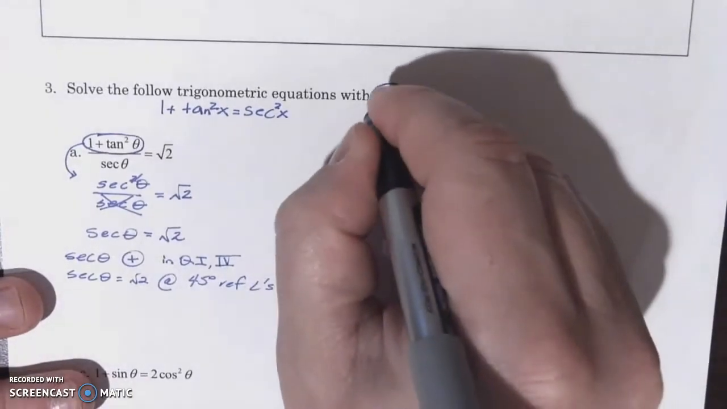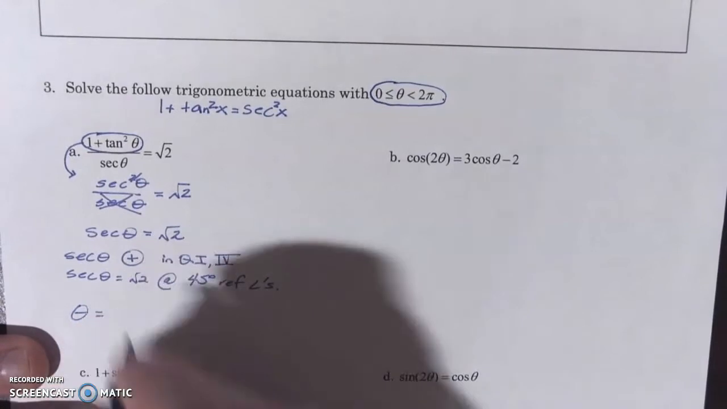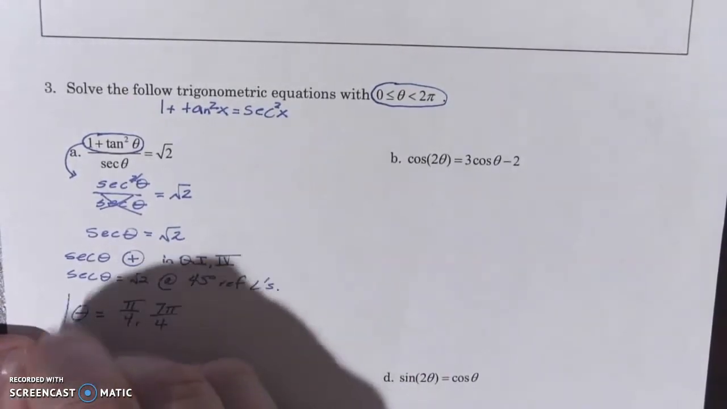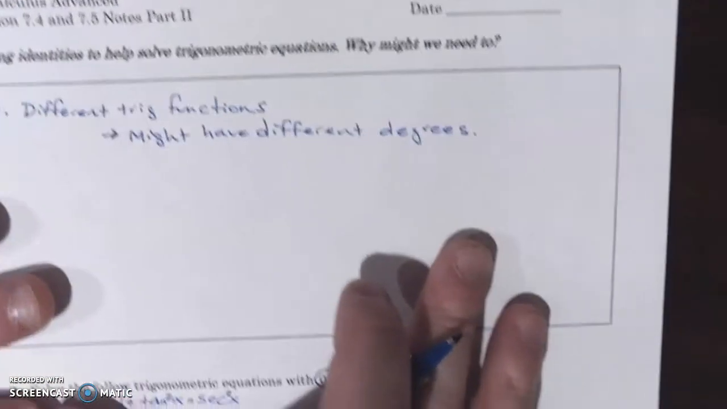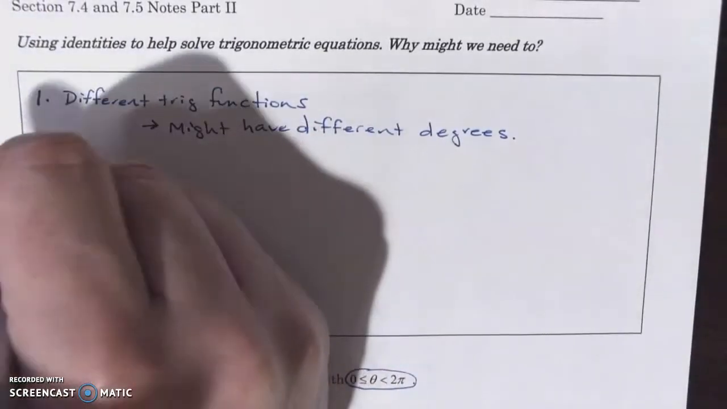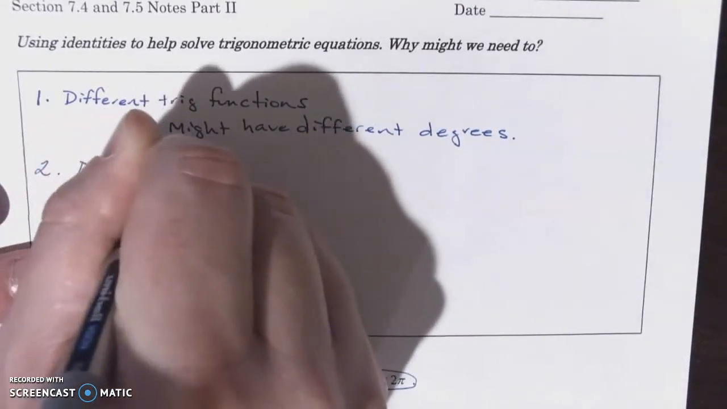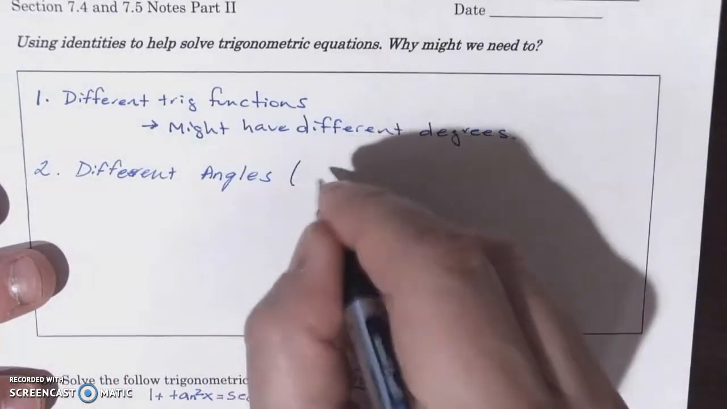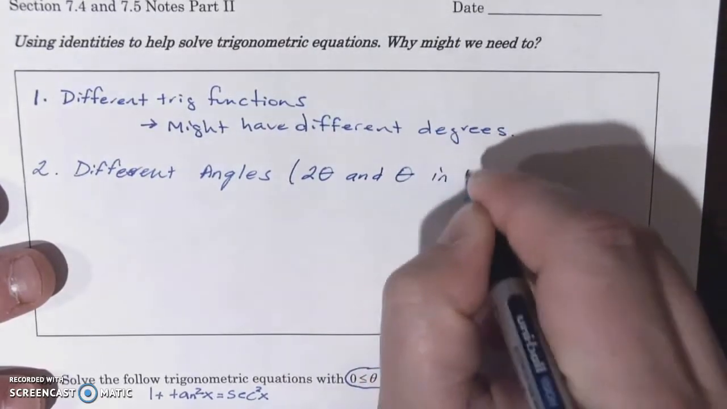Let's check our domain real quick. We're looking at 0 to 2 pi, so there should just be two answers here. We should be at pi over 4 and at 7 pi over 4. Easy peasy. Now, the next problem area might arise if we have different angles. Like a problem where we have a 2 theta and a theta in the same problem.